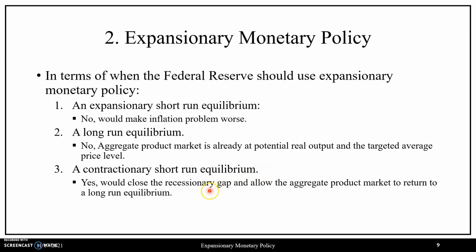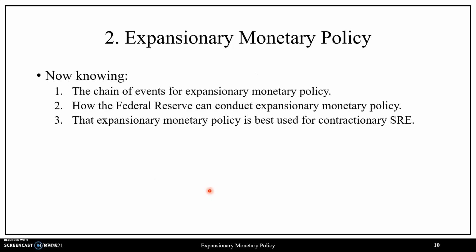The answer is going to be yes, in that in this state, the aggregate product market is producing below potential such that unemployment is a problem. Should the Federal Reserve decide to increase the money supply, this would then overall have the effect of being able to close the recessionary gap such that the aggregate product market can return to a long-run equilibrium state.